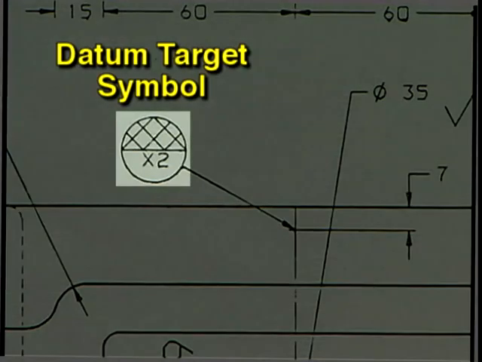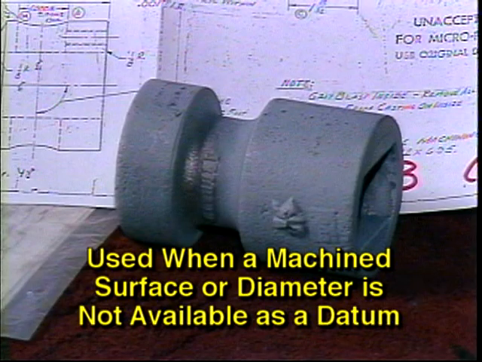This is a datum target symbol. In this example, this datum target symbol is used to identify a point which will be used as a datum. They are used when a machined surface or diameter is not available as a datum. One example would be a cast workpiece surface.